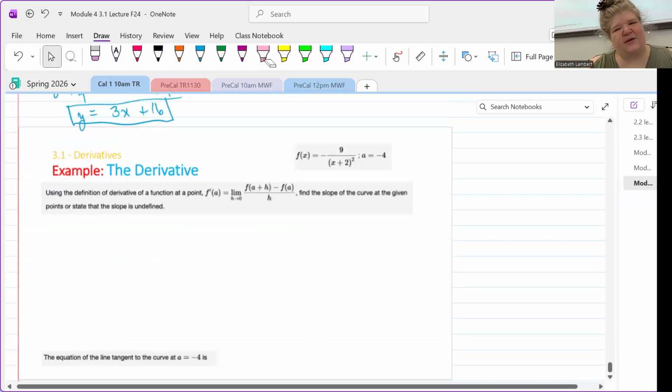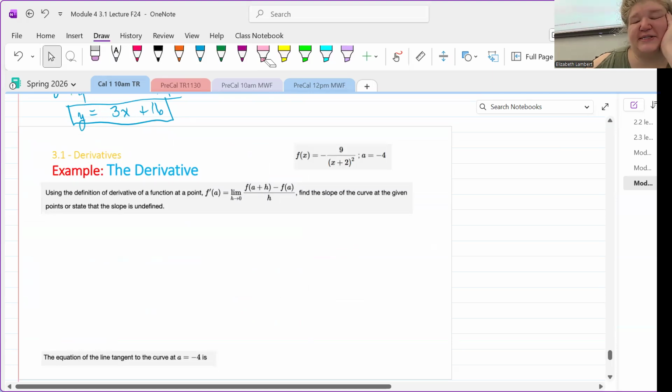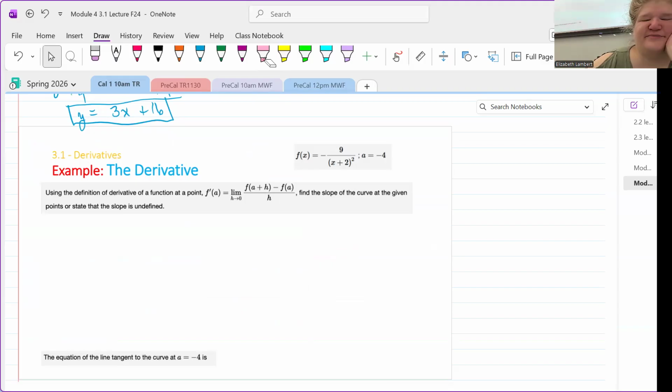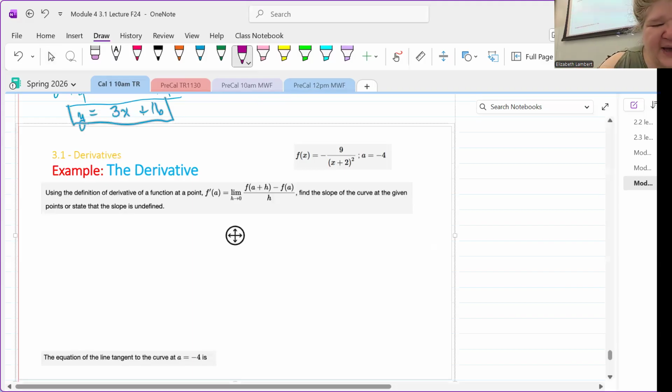All right, so this one, it's a rational function, but it's a rational function that's squared on the bottom. Because of course, same song, second verse. All right, so up top, since we needed to figure out f of -4, I'm just going to work that to the side here.